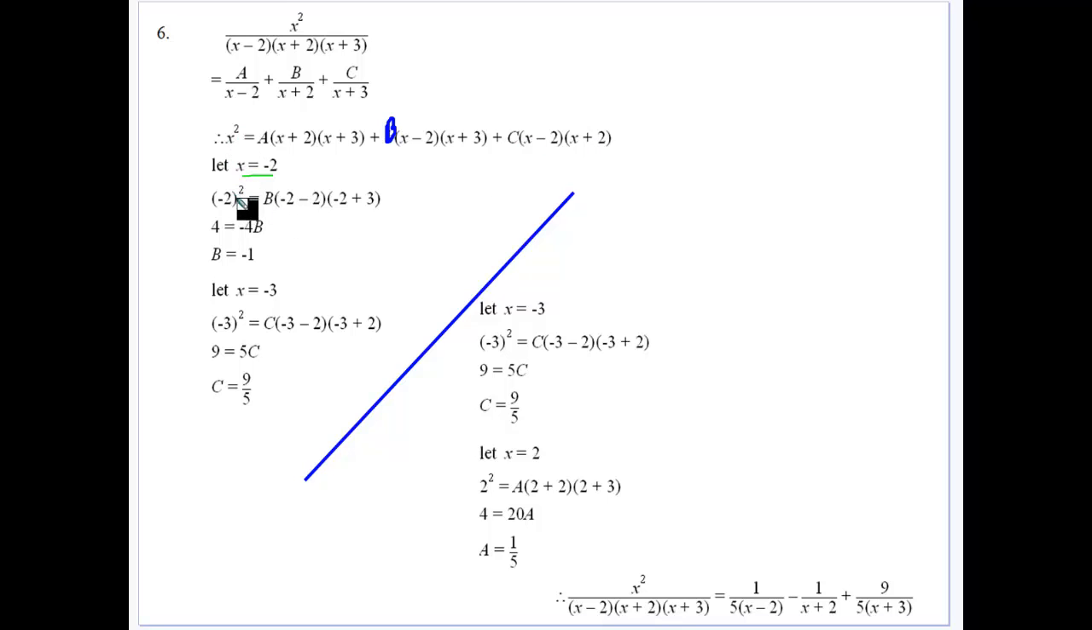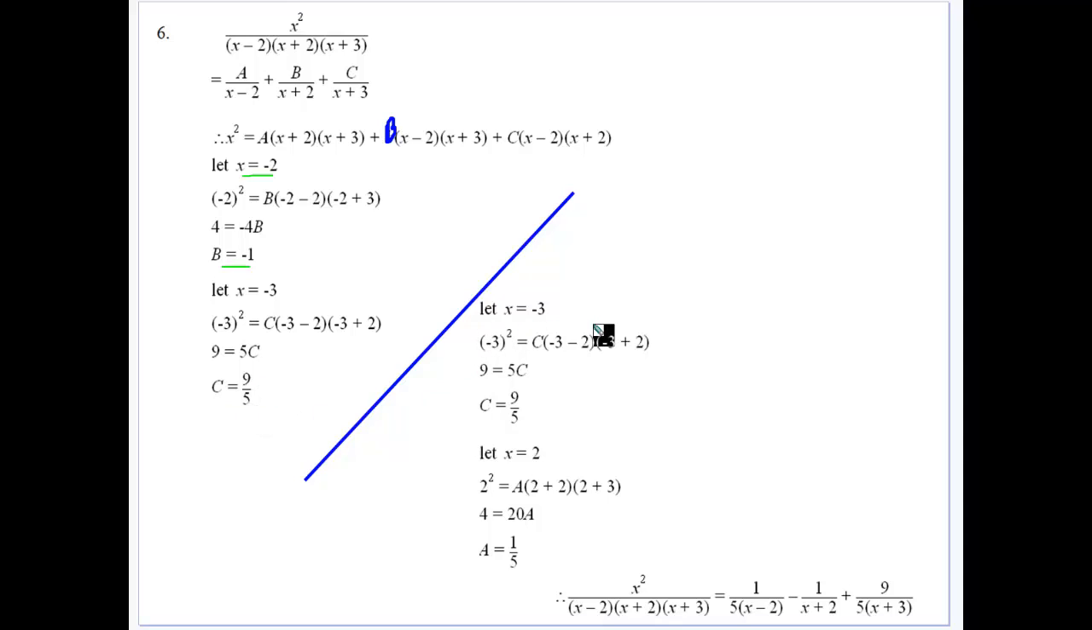When x is equal to minus 2, we put the minus 2 in for the left-hand side as well. And we've just got an equation now with a constant B in there. That's nice. That's what we want. We want equations with one variable. So we're able to solve down and get B is equal to minus 1. Similarly, if we let x be equal to minus 3, we sub it in for the left-hand side, but we put minus 3 in there, and that'll cancel, because that'll make it all 0. Subbing minus 3 in there makes this whole part 0, and so we can just put it into this part, and that'll allow us to find C. The C works out as 9/5.